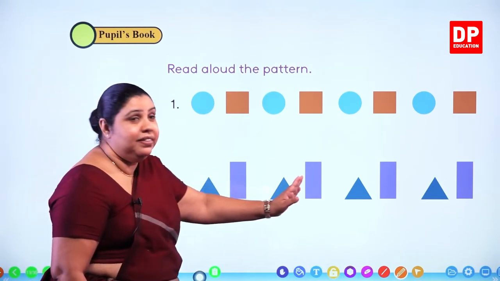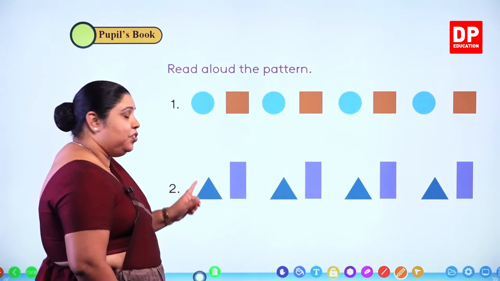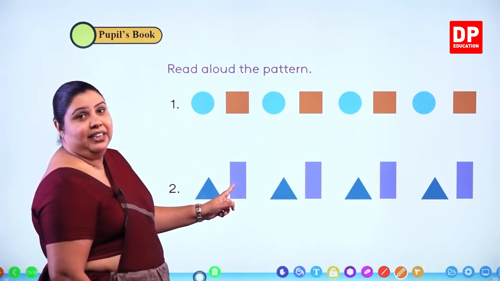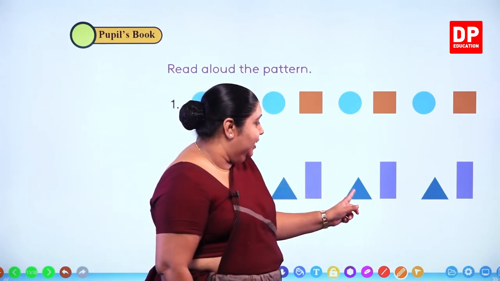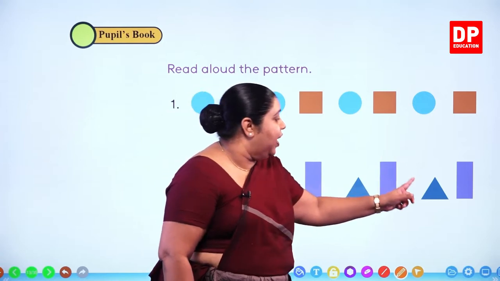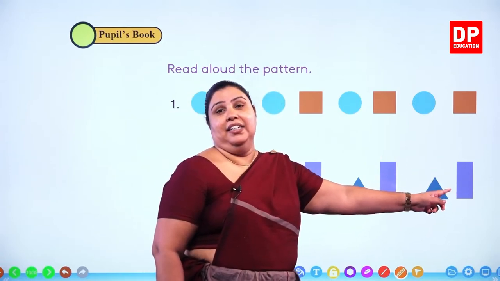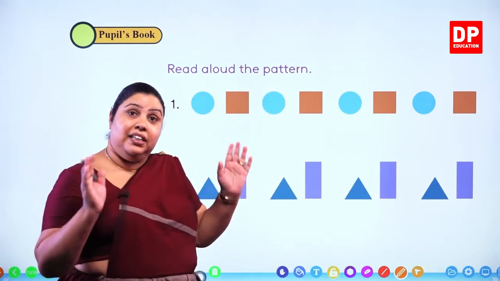So now we have that pattern. We'll start. Triangle, rectangle. Triangle, rectangle. Triangle, rectangle. Shall we say it once again a little louder?